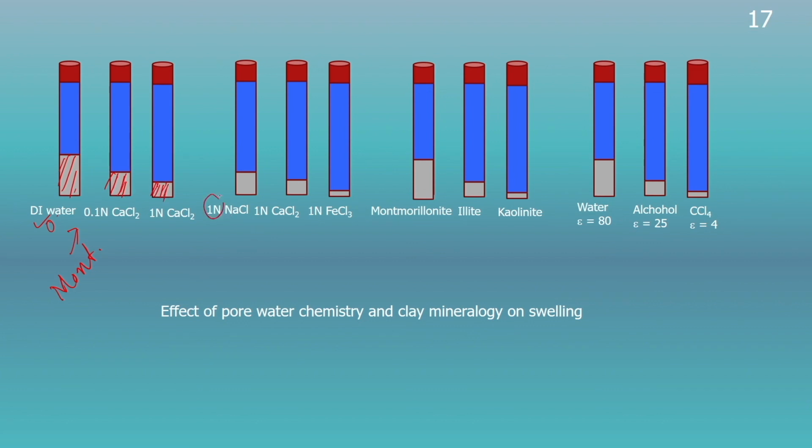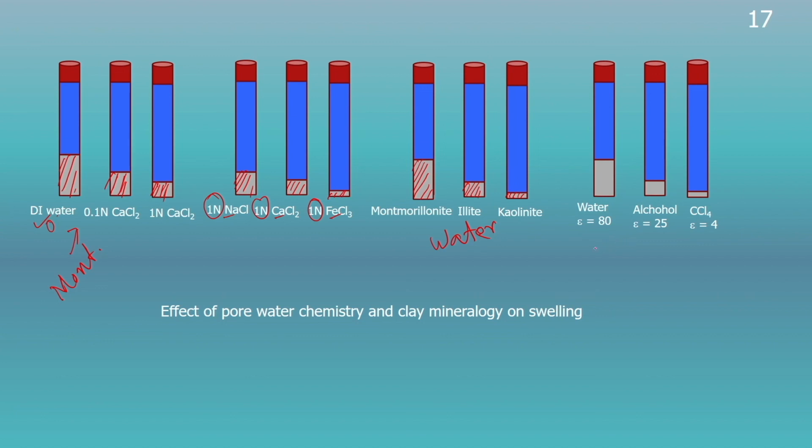Similarly, if we take the same concentration but different valency of these cations, we can see that with increase in the valency of the cation, the swelling volume of the soil is decreasing. If we compare three different minerals and their swelling volume in water, we can see that montmorillonite has the highest value of swelling capacity in comparison to illite and kaolinite.